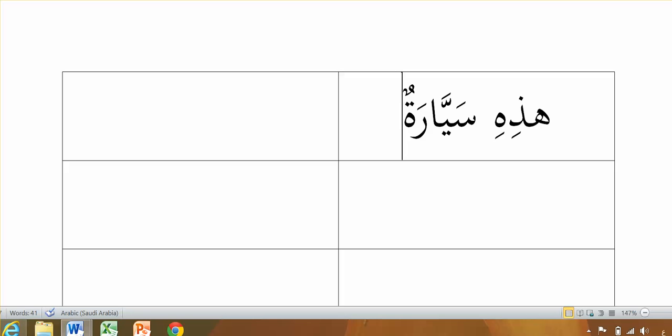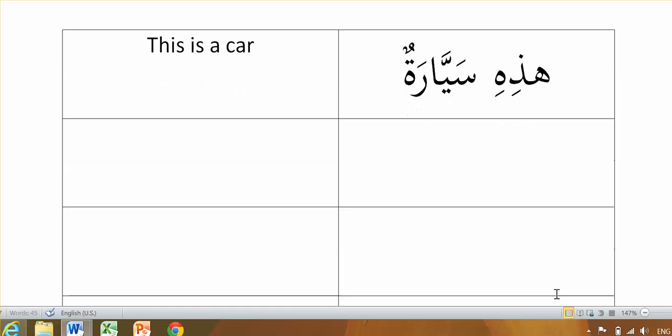هذه سيارة. What does that mean? This is a car. Say that. هذه سيارة. Okay.